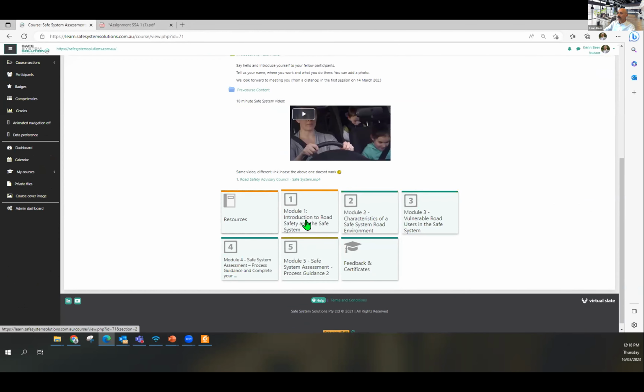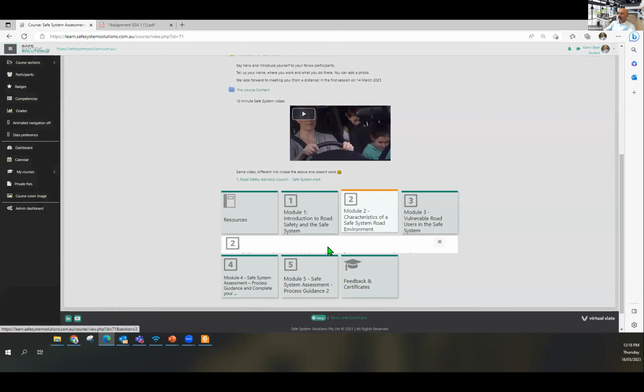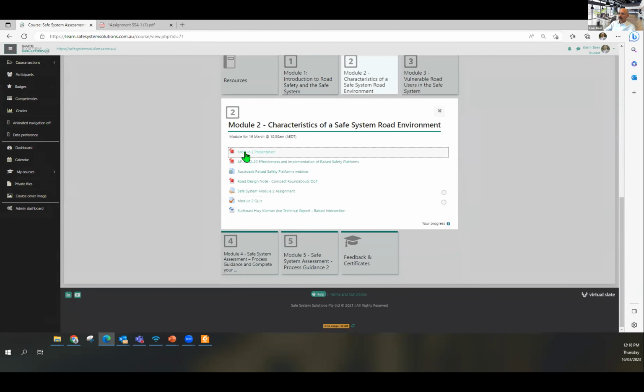Okay, here we go. Module 2, we're on. Into module 2. So PDF of the slides. What else we got in here? Effectiveness and implementation of road safety platforms. There's a webinar on that from Austroads, free. You can watch that. Road design on compact roundabouts. That's the one I told you about that I wrote with a colleague. So some good information on design specifics there.